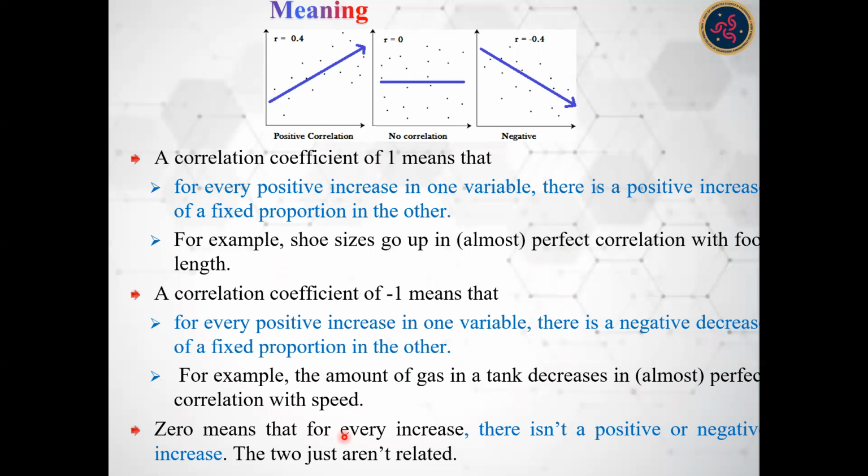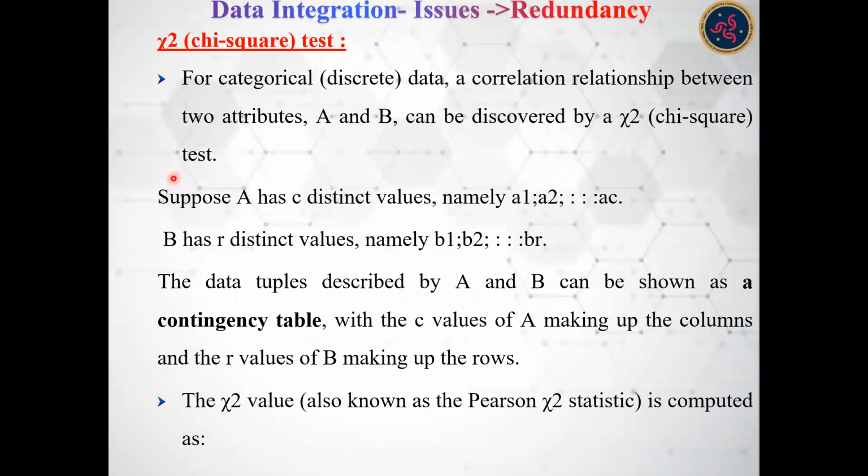Zero means that there is no relationship, that is, an increase in one does not bring any positive or negative increase in the other. They are just unrelated to each other. Okay. So again, there is another test that we can see.